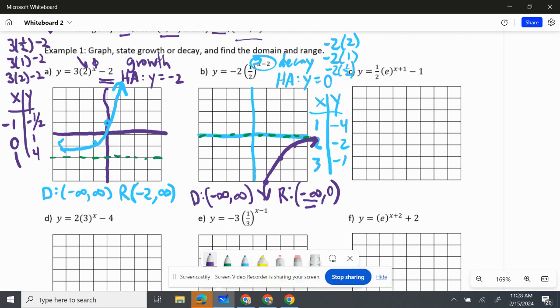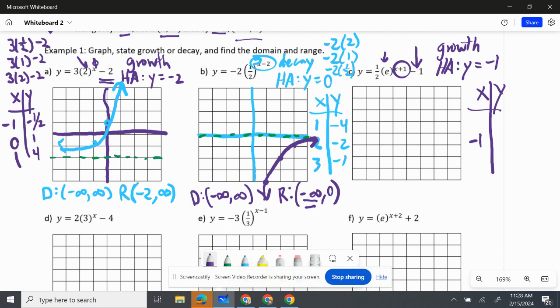For the next one, what we have is our e value. And remember, that's 2.7. And so that would be growth. We see that our constant value is -1, so that tells us that the horizontal asymptote is -1. We're going to come up with our table of values. What we're going to do is look at our shift. We see that that +1 tells us it's going to shift to the left one. So -1 is going to be our middle one, and then -2 and 0.